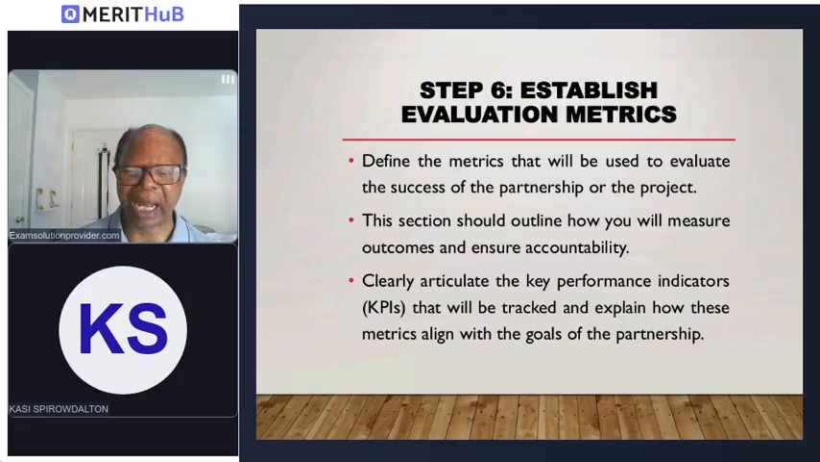This section should outline how you will measure outcomes and ensure accountability. So who is going to be responsible for that? And if you are not achieving what you are expecting to achieve, then what do you do next? Yeah, that's extremely important. Now, it says clearly articulate the key performance indicators, which you hear time and again, KPIs. There are so many indicators that you can use, but what are the key ones? Those are the ones indicating whether you are succeeding or not. So you use those to track, which means you're monitoring to see whether these are being achieved or not.